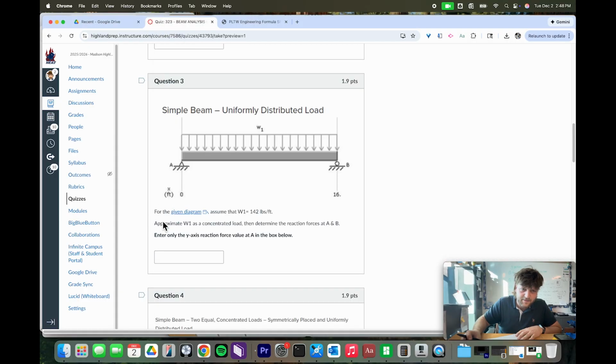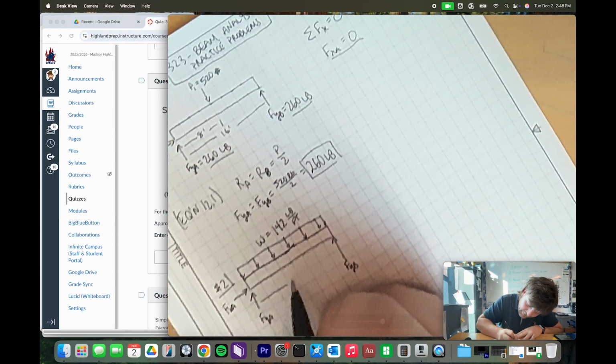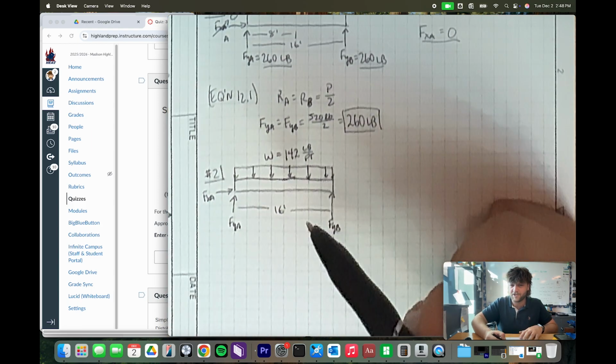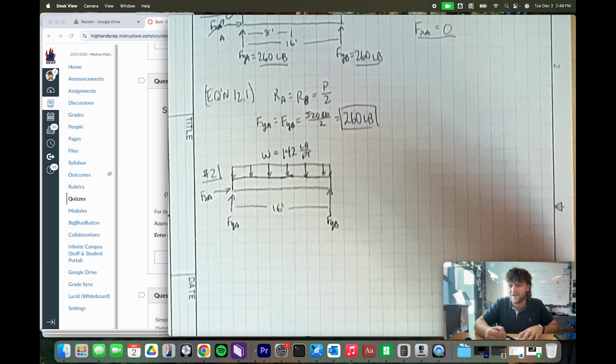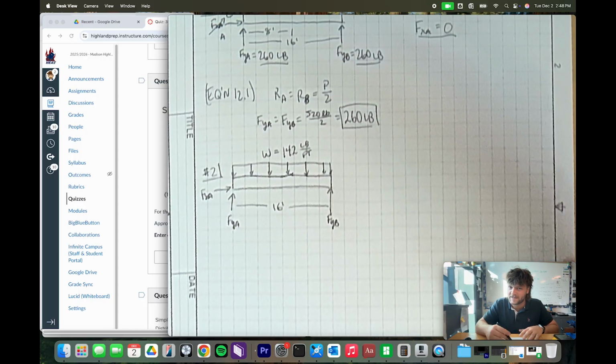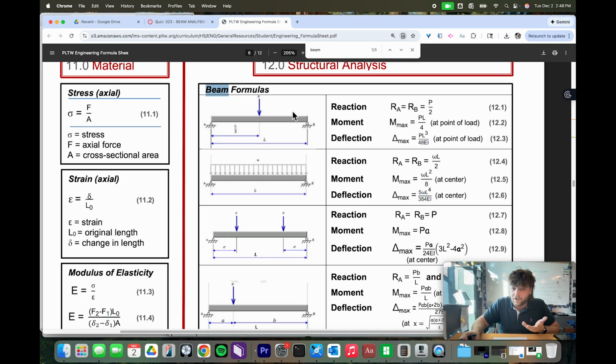Should be the same case here where we've got that 16 feet included on this. So the distance from here to here, 16 feet. But with the uniformly distributed load per foot that is applied, that's going to provide 142 pounds of force. It's basically what we've got here. All right. So all we're going to end up doing for this is we're going to go to our engineering formula sheet.